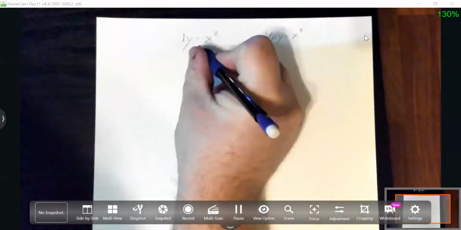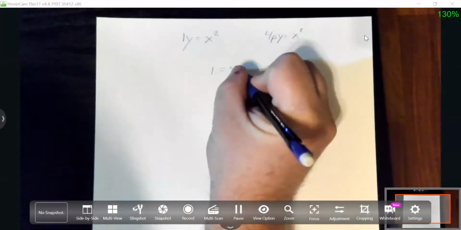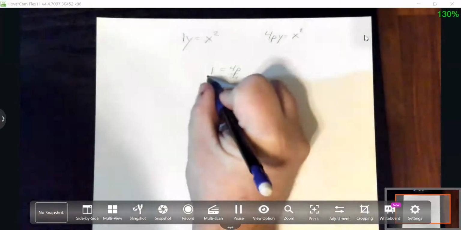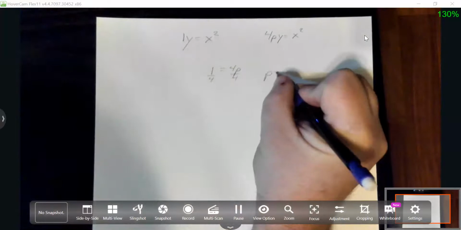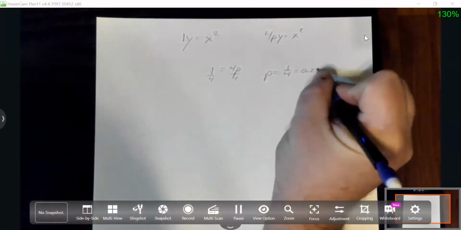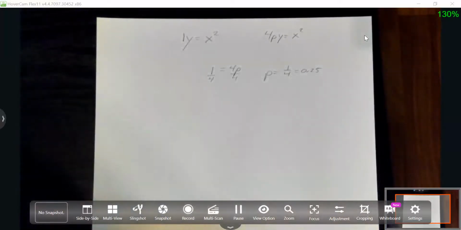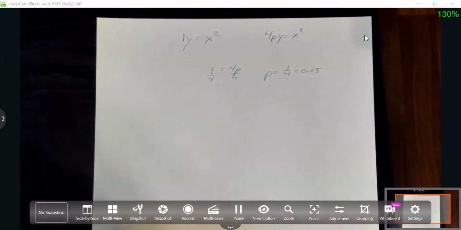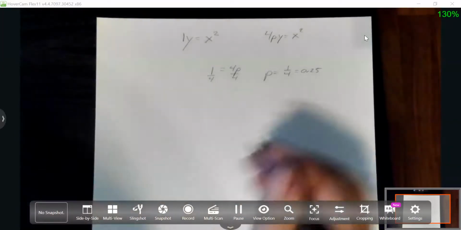So that 1 that we have here would have to be equivalent to 4p. So we can actually solve for the p, and we'd find that the p for our basic parabola is 1/4, or 0.25. So it's not very big. The distances from the edge of the parabola and the vertex or the directrix are not large.